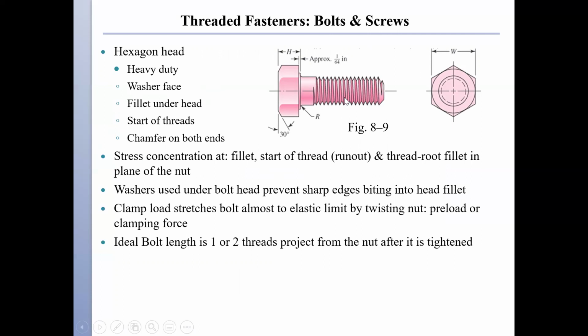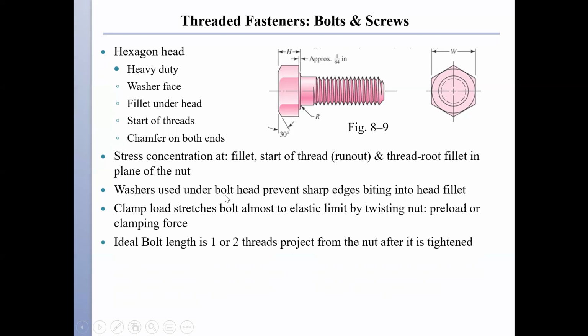In figure 8-9, we are looking at a hexagon head. These are heavy duty and may have a washer face. There is a fillet under the head and a fillet at the start of the thread, and we get chamfers on both ends. There is a chamfer here and a chamfer there. Usually there is stress concentration at the fillet, the start of the thread, and the thread root fillet in the plane of the nut, as we discussed for power screws.